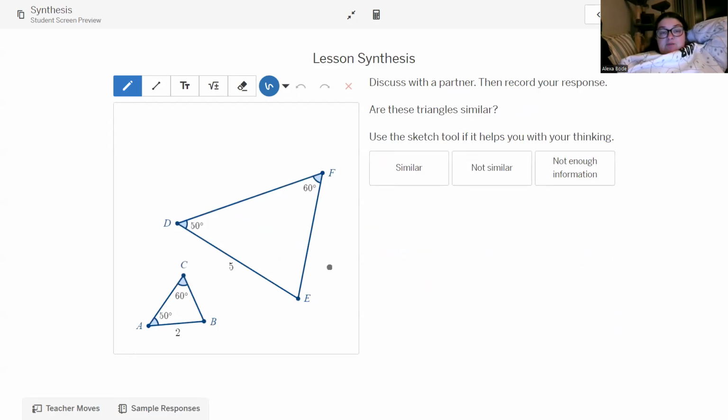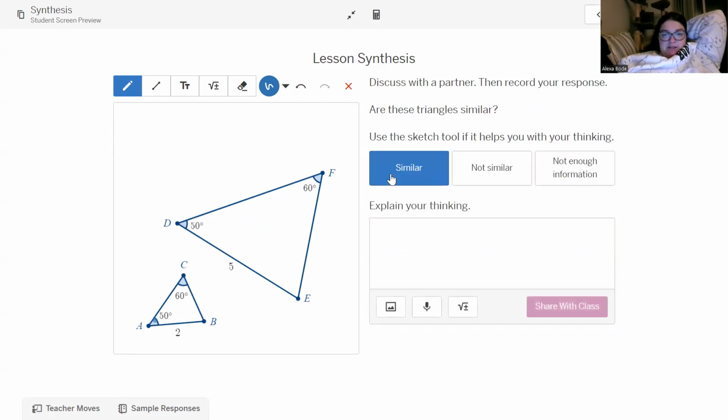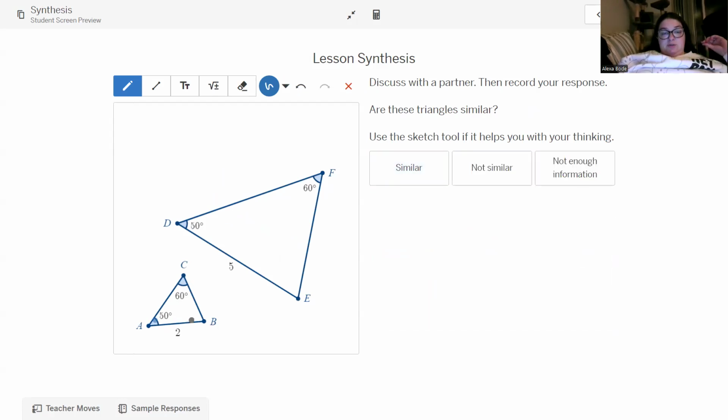Okay, lesson synthesis. This is what I want you to figure out. It says discuss with a partner. You don't have to discuss with a partner. It says, are these triangles similar? Notice you've got a 50-60, you've got a 50-60. Are they similar, not similar, or not enough information, and then you have to explain your thinking. You can use the sketch tool, draw on here if you want, and tell me what you think, similar or not similar, using what we talked about earlier in this video.